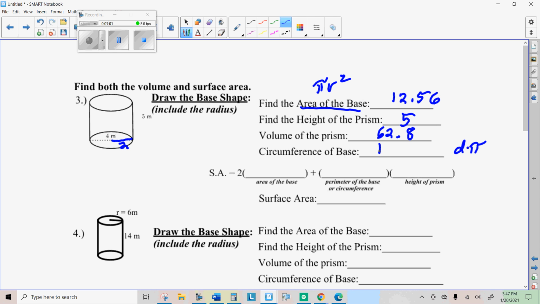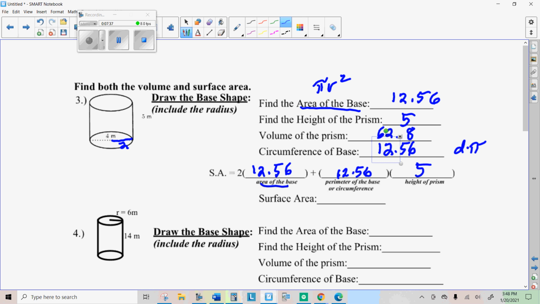Interesting that that's the same as the area of the base, but that's because of the certain radius that we had. Because 2 times 2 is the same as 4, right? Which is the same as 2 squared. And then to get the surface area, we're going to take 2 times the area of the base, which was 12.56, plus the perimeter of the base, which is the circumference, 12.56, times the height of the prism, which is 5. Okay, and we can do that all at once.